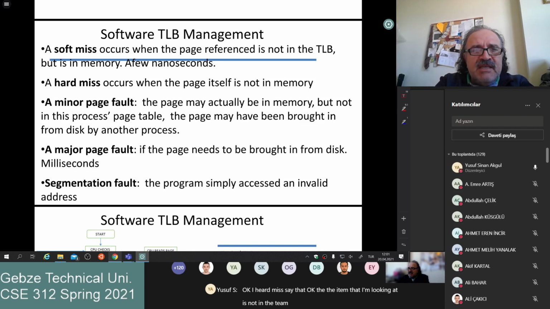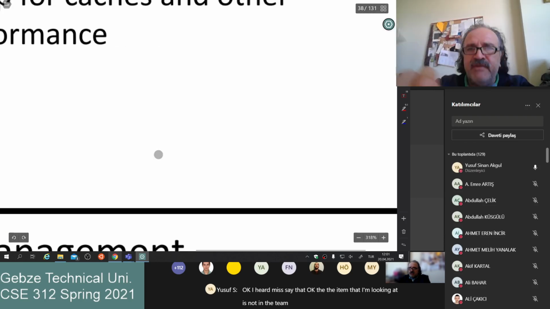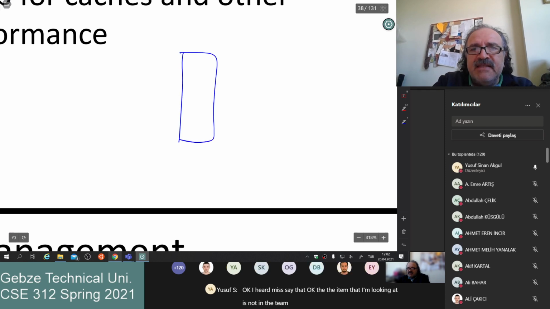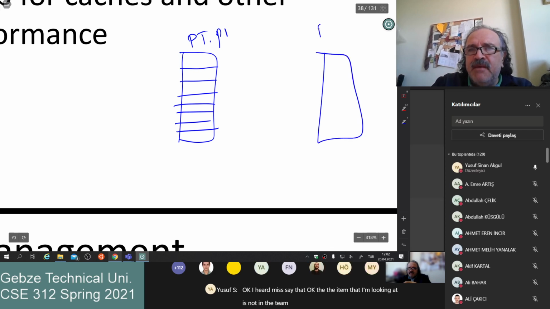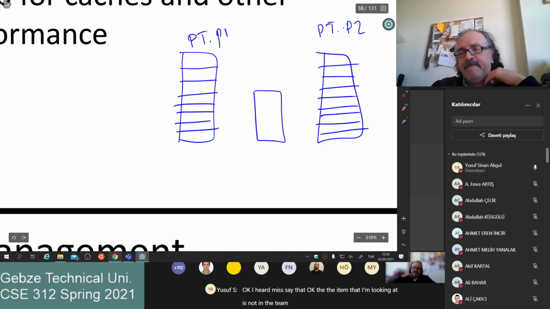But if we are lucky, it's a minor page fault. A minor page fault is this: the page may actually be in the main memory, but not in this process's page table. Remember, each process has its own page table. Sometimes, especially for the code instructions, some pages are shared. Let me try to draw this. Let's say this is the page table of P1, process number one, and this is the page table of P2, process number two. And this is my physical memory.